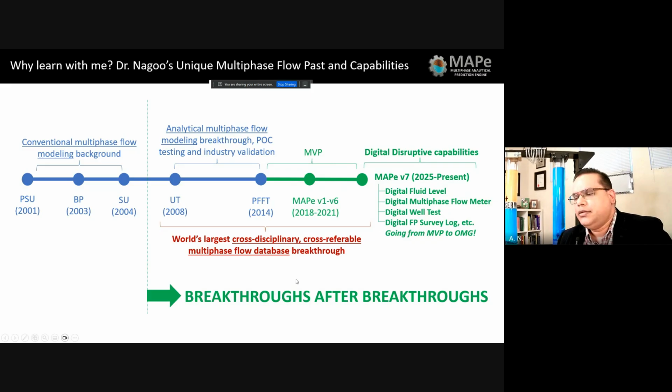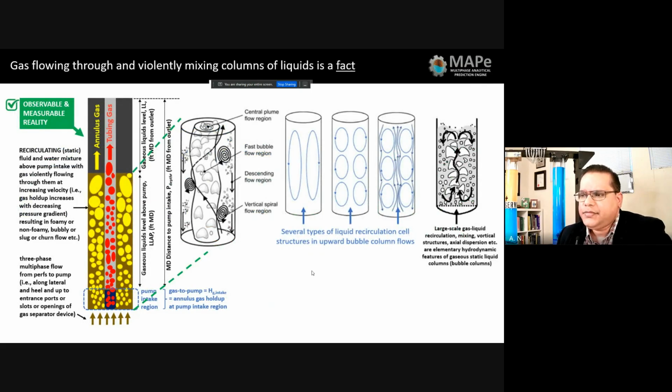And I've been publishing breakthrough after breakthrough papers. So I think, especially in digital fluid level and fluid level type work, it's important to understand where we can go as an industry and where we have been. So let me talk a little bit about digital fluid levels in the past, and then I'll transition to the application, right? So let me state first a fact.